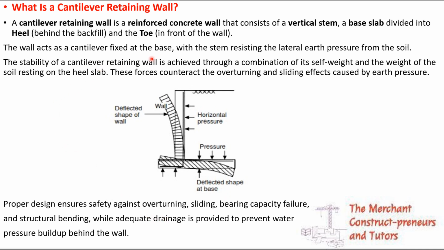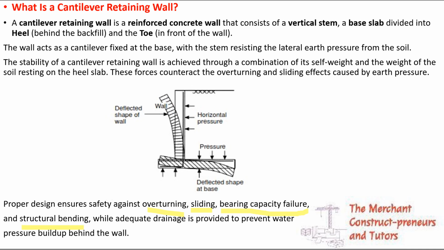So the stability of the retaining wall is achieved through the combination of its self-weight and the weight of the soil resting on the heel slab. These forces counteract the overturning and sliding effects caused by earth pressure. So proper design ensures the retaining wall is safe against overturning, against sliding, against bearing failure. It's overturning, sliding, bearing pressure, and then structural bending.